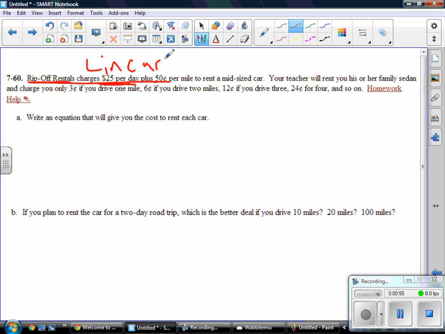Okay, so we can figure that out. So we have y equals, now we kind of have two different variables going on. We have money per day and money per mile. So I'm going to say it's kind of a startup price of $25 per day. So we're going to call that D. If I was only going 1 day, it would be $25 plus however many miles I ended up traveling.